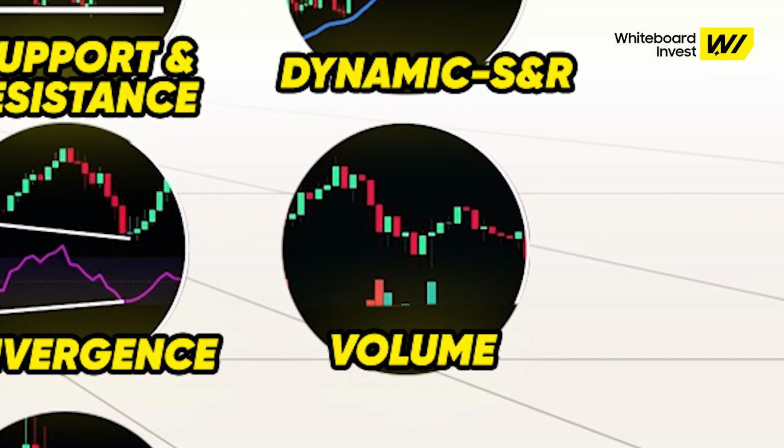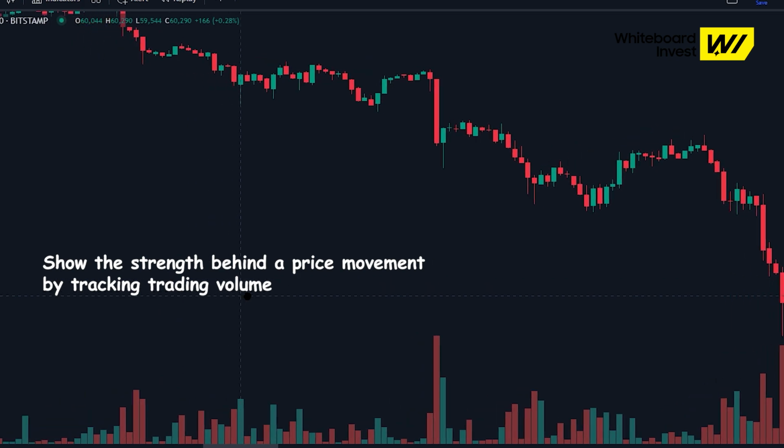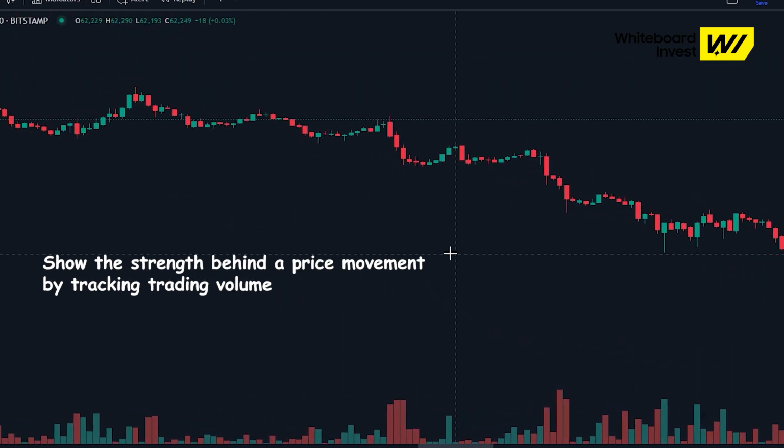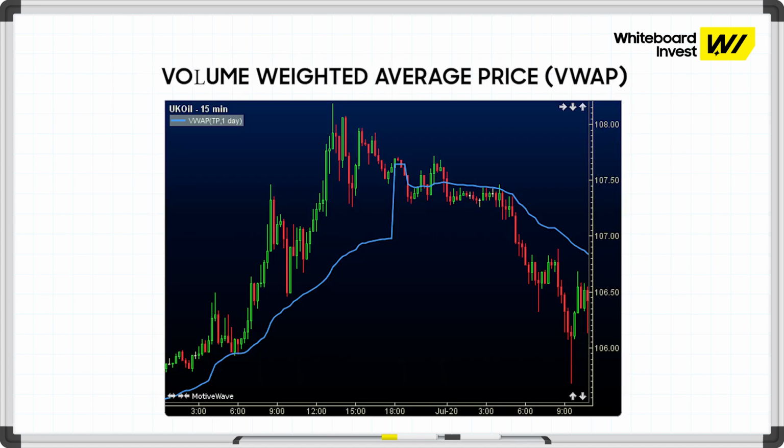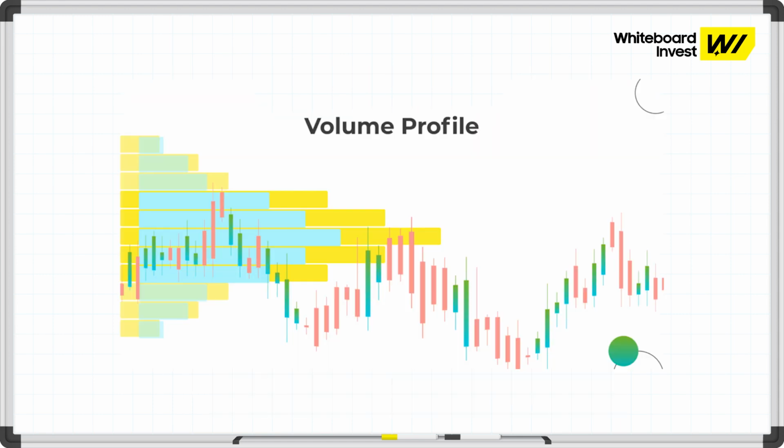Volume indicators show the strength behind a price movement by tracking trading volume. Notable volume indicators include price volume. Displays the volume for each candle, with longer bars indicating higher volume. Volume weighted average price, VWAP, shows the ratio of an asset's price to its total volume. It can be traded like a moving average or used as dynamic support and resistance. Volume profiles displays a horizontal volume bar, which can be treated as key levels for potential entry positions.